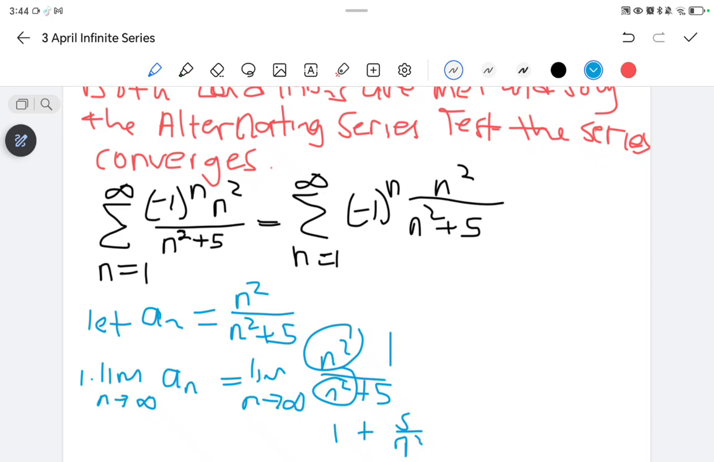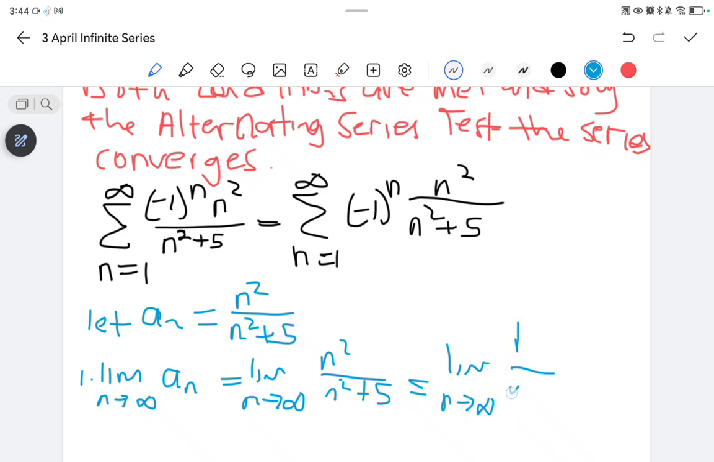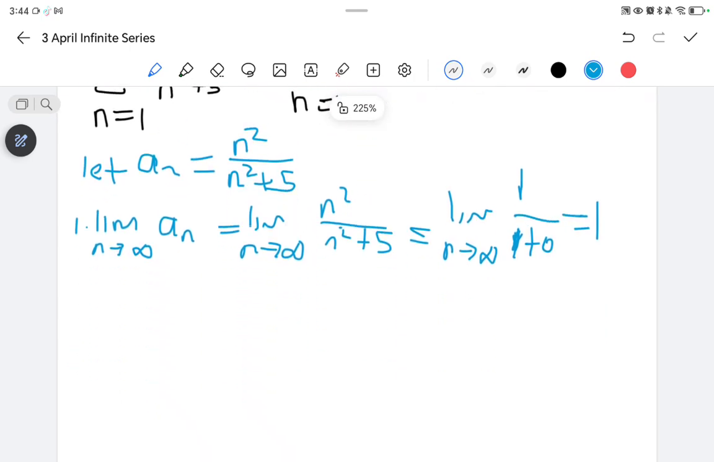Then this will be 1 over 1 plus 5 over n squared. Let me write like this. The limit as n approaches infinity of 1 over 1 plus 0. This is 1, right? At this level, there's no need for us to show this computation. You know it, you can just write that, but you can show it. We come to the second part.